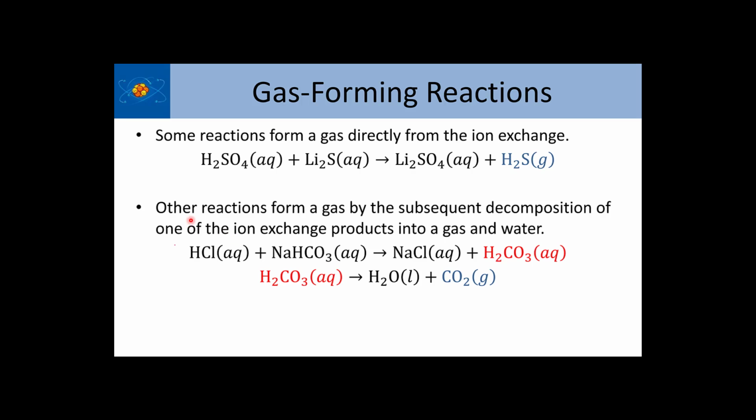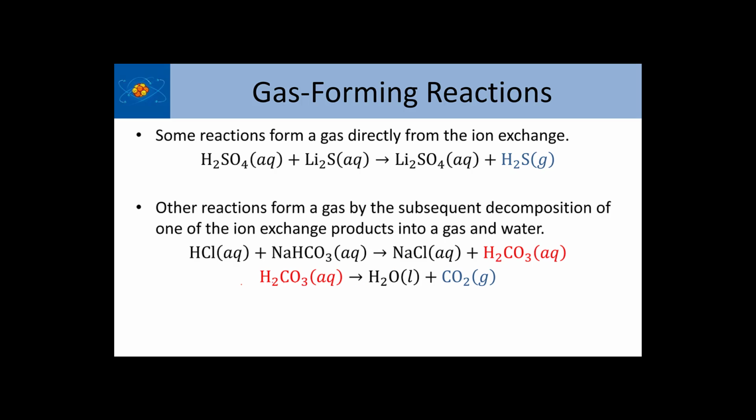So, for example, if you take HCl and sodium bicarbonate, and you react them together, you get sodium chloride and carbonic acid. Now, carbonic acid is relatively unstable, and what it ends up doing is decomposing to form H2O and CO2 gas. And so that's how we get the gas in some of the gas-forming reactions.